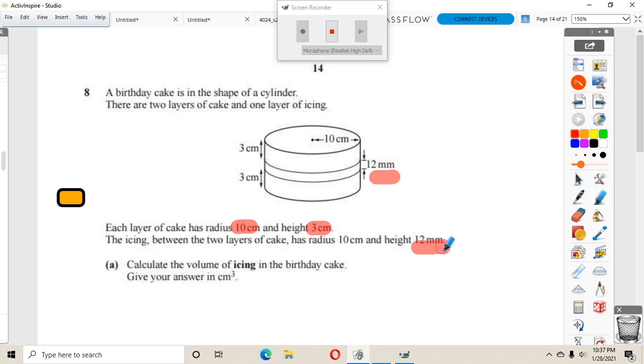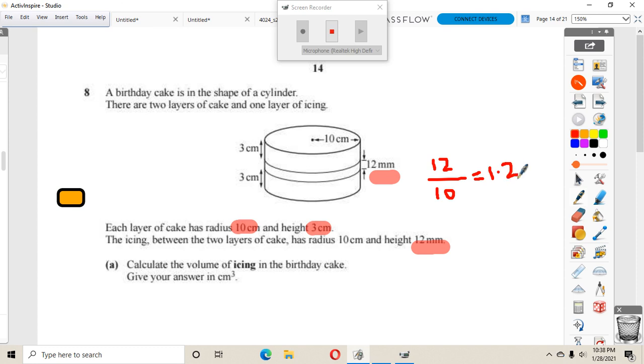This one. Okay, calculate the volume of the icing in the birthday cake. Give your answer in centimeters cubed. We're supposed to write the answer in centimeters cubed. The important thing here is that when we change millimeters to centimeters, as we know there are 10 millimeters in 1 centimeter, we divide by 10, which gives us 1.2 centimeters.